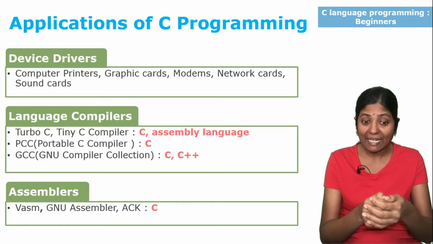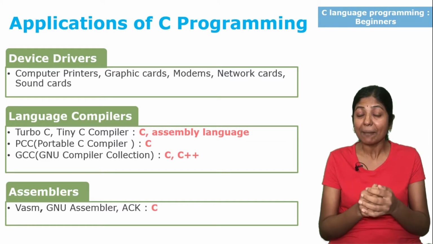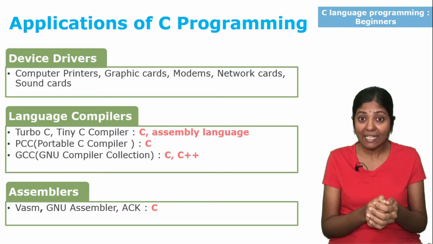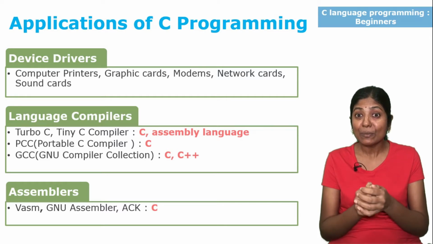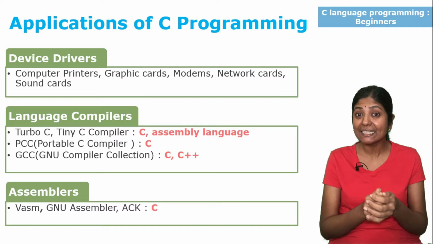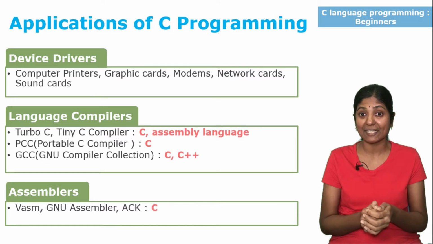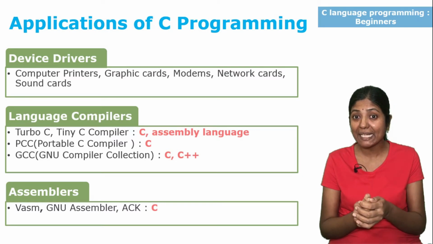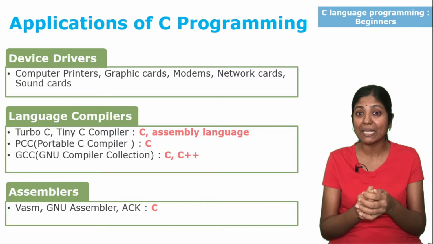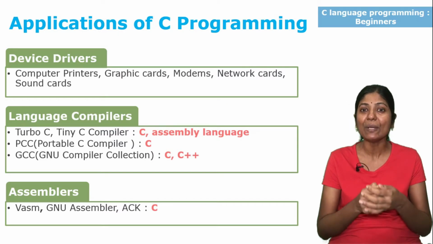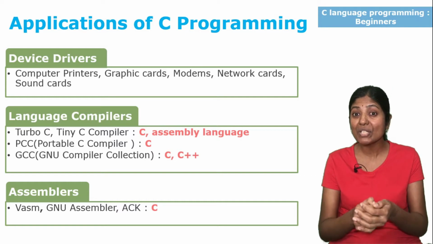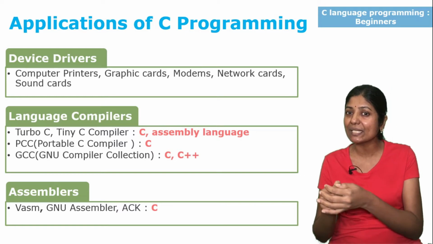Then coming to the language compilers. Using compilers, we can translate the high-level language code into machine code. We already learned in the C programming features, high-level language code means the instructions will be mostly in an English language which is easy to understand. But the machine can understand only zeros and ones.